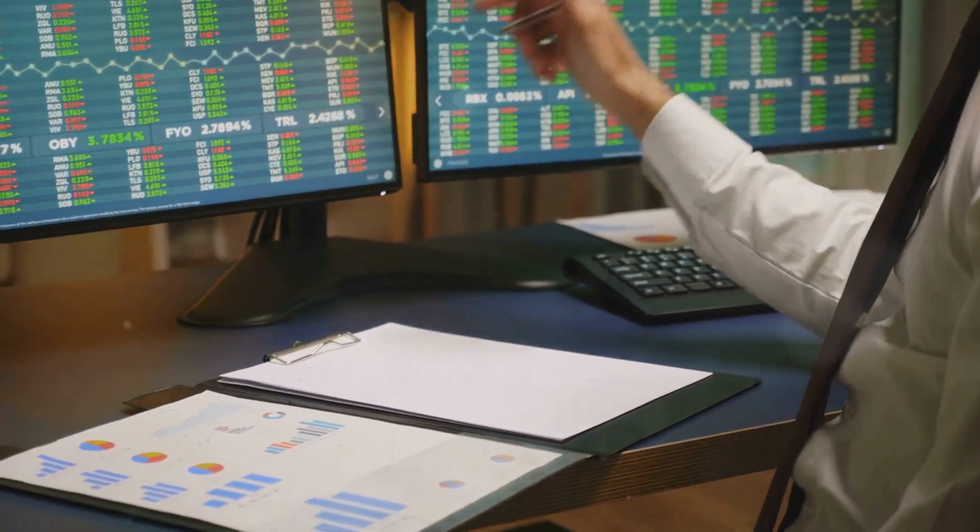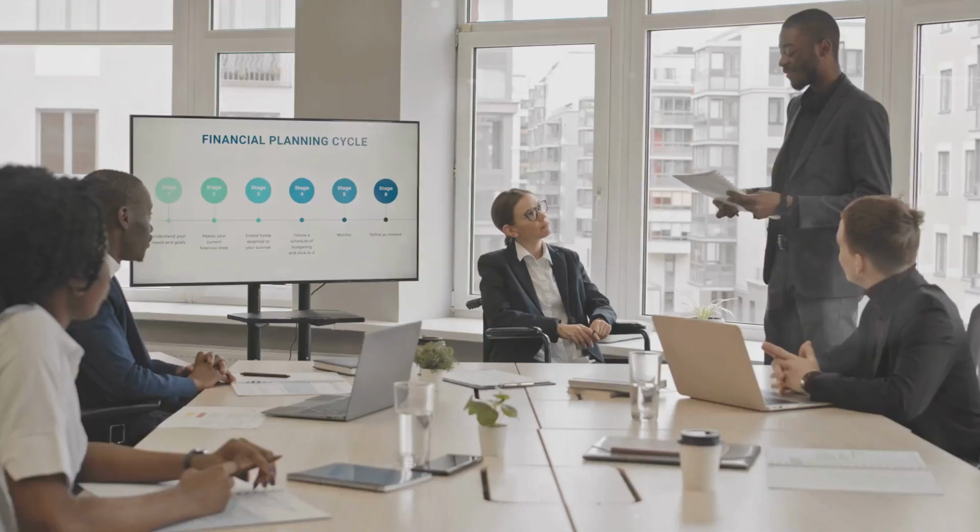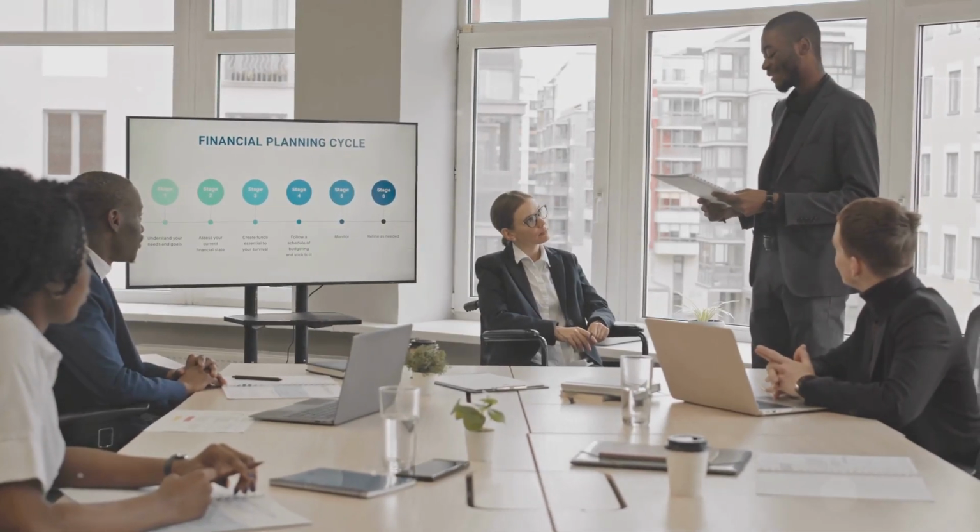By understanding option contracts and their various applications, you can enhance your investment strategies and manage risks more effectively.